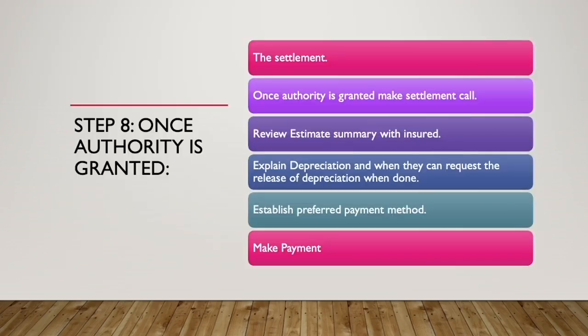Once authority has been granted, you want to go ahead and settle that claim with the insured. You want to review the estimate summary with the insured, make sure that they understand what's in the estimate. You want to explain their depreciation and when they can request a release of depreciation when it's completed. You want to ask them what their preferred payment method is. They can receive payment digitally, or they can receive a check in the mail. And then you make payment.